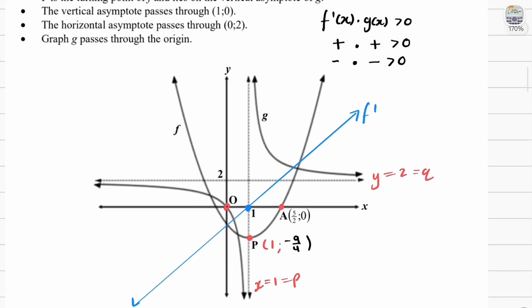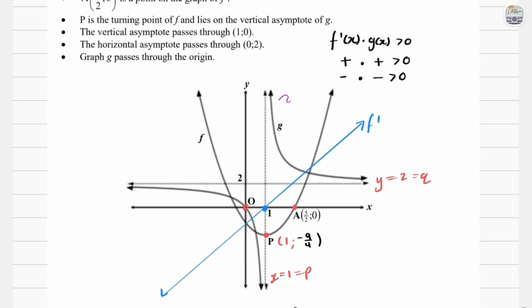Okay, so let's look for the values of x for which f prime is positive and g is positive as well. Okay, so let me just highlight that graph of g, okay, so that we can just focus on it.